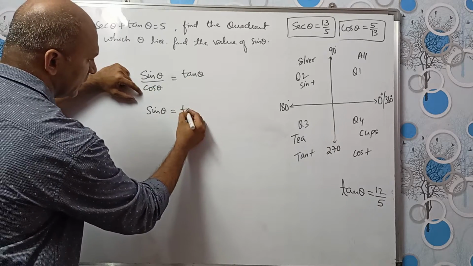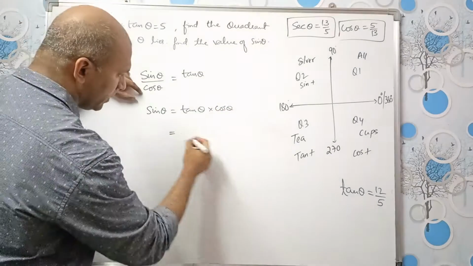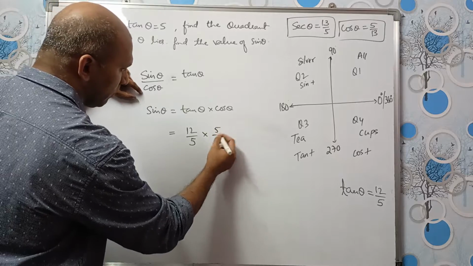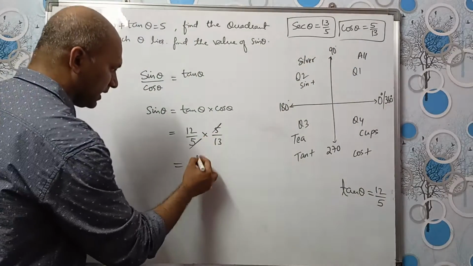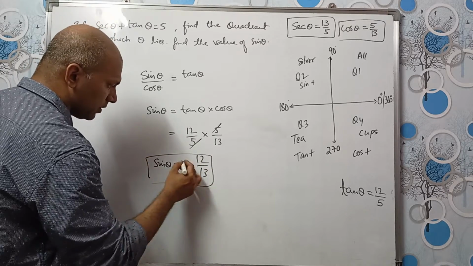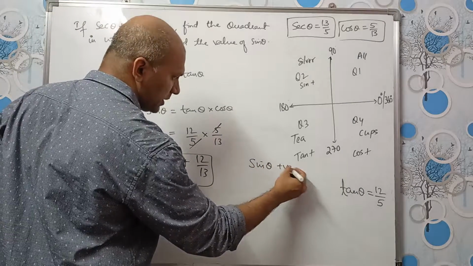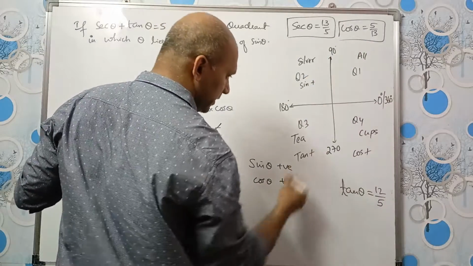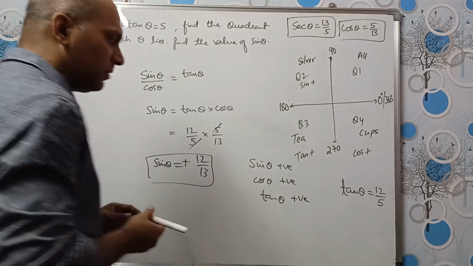Cos, let us send it on the other side. So it is tan multiplied by cos. What is tan value we got? 12 by 5 multiplied by what is cos value? 5 by 13. Cos value is 5 by 13. So 5 cancel. This is 12 by 13. Right? So sine is also positive. See? Sine theta is positive. Cos theta is positive, 5 by 13. Tan theta is also positive, 12 by 5.